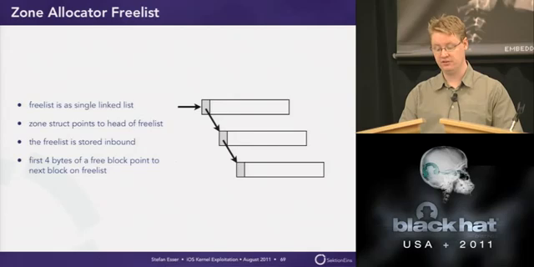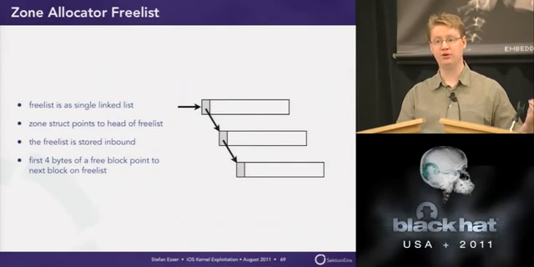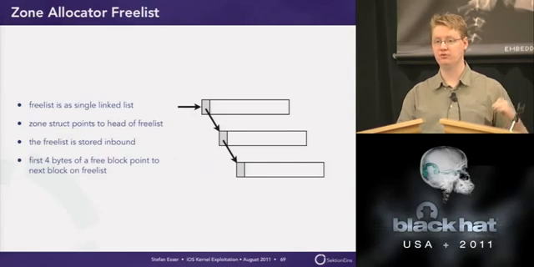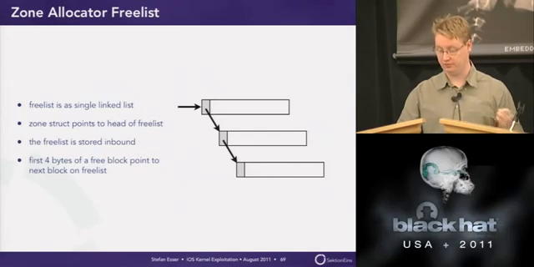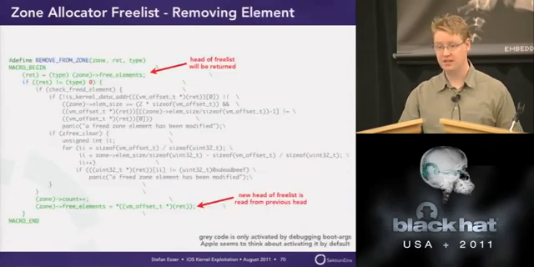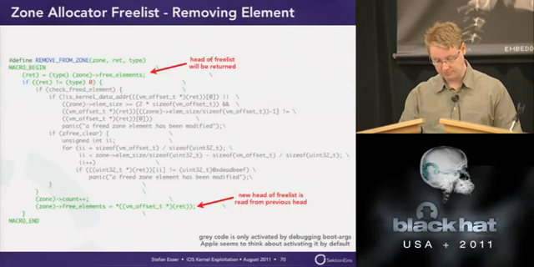Internally, this is implemented as a singly linked list with the zone struct pointing to the head of the list. The pointer for the next element in the free list is stored inband. The first 4 bytes of a free block are used to store the pointer to the next element in the free list. And Apple uses some macros for that, which look very complicated, but you don't care about the gray stuff. Just look for the green stuff for a moment.